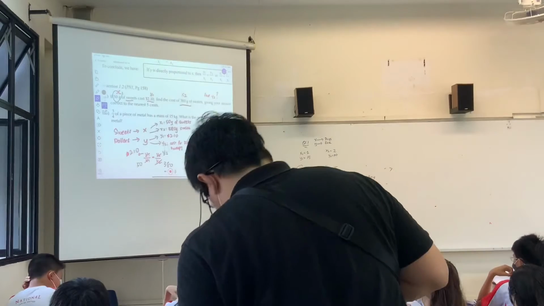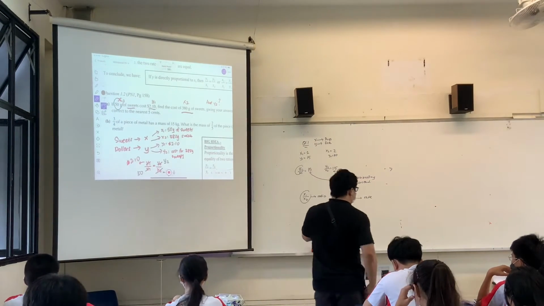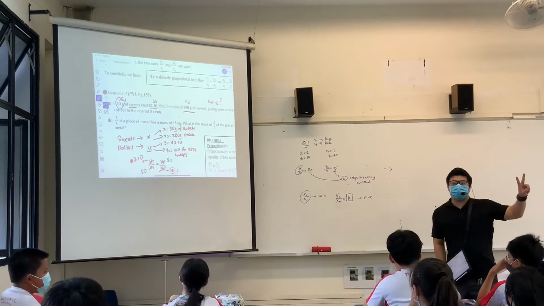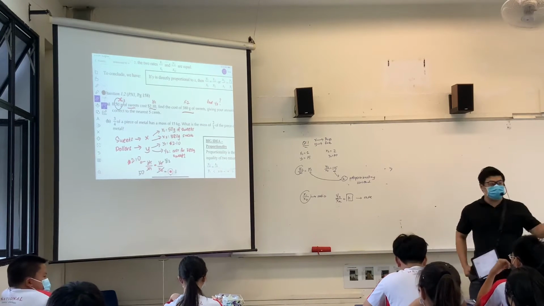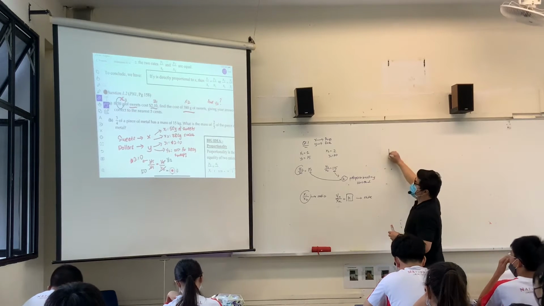I'll go through A first. If you look at A, 150 grams. There are two methods you can use to do this. One is the primary school way. If not, I'll go through the proportionality way first.